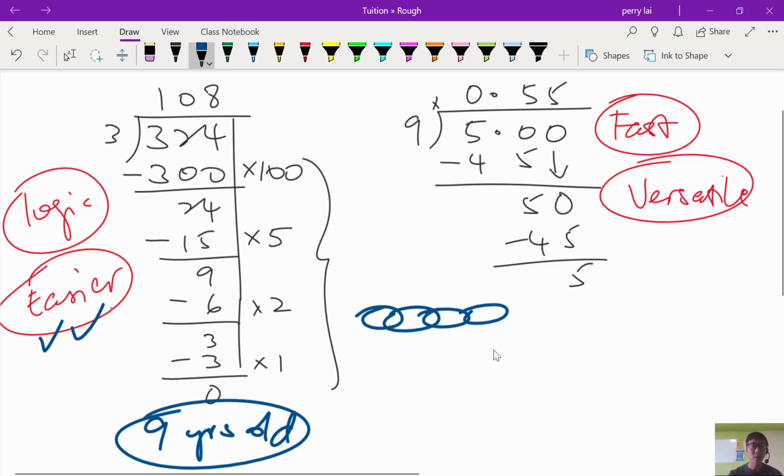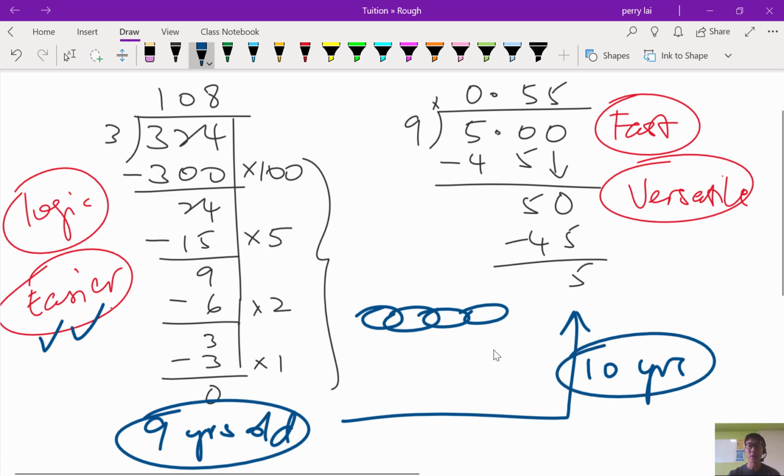But what I do, very importantly, is I very quickly transit to this method by the time they are in primary 4, which is 10 years old, because they need that when they are dealing with decimals eventually. So I don't keep them stuck here. I make sure they very quickly go across to this method as well, which I encourage all parents, all teachers to consider as well.